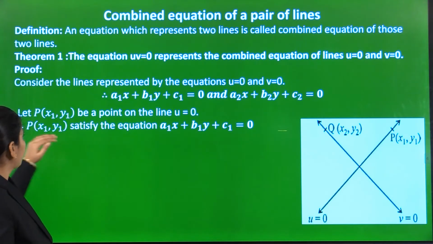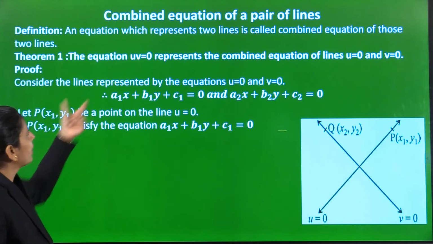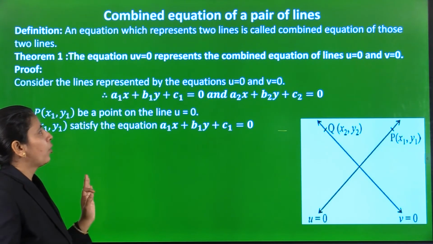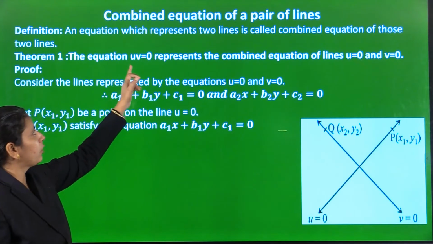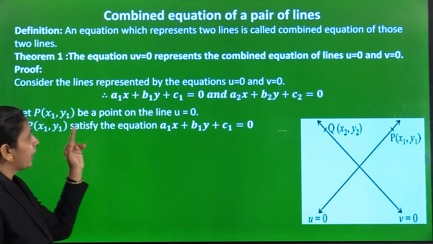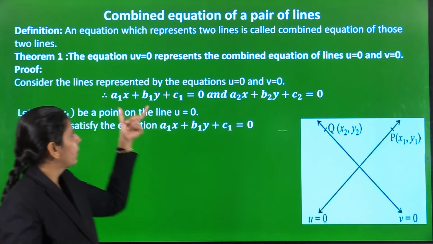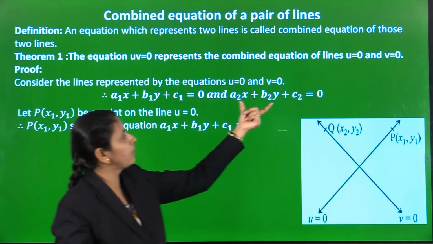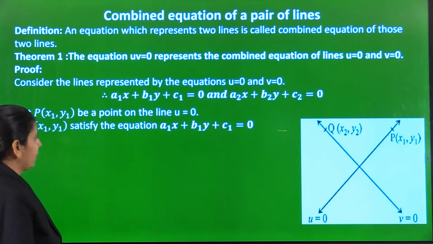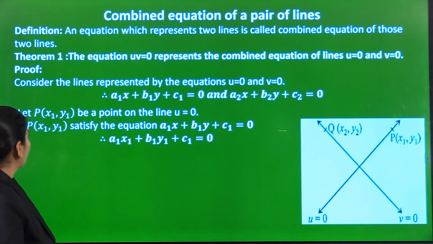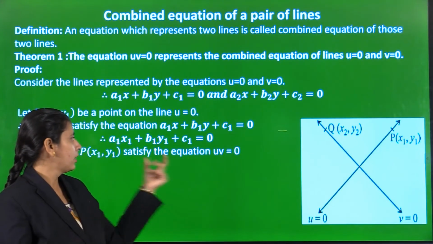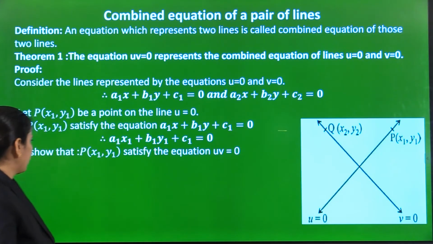Now we have to prove that this point P will satisfy the equation uv equal to 0, and for that, first of all, we have to consider the left hand side uv. What will that left hand side uv be? This is u and this is v, so the multiplication of these two equations is the left hand side uv. So consider, to show that P of x1 y1 satisfies the equation uv equal to 0.